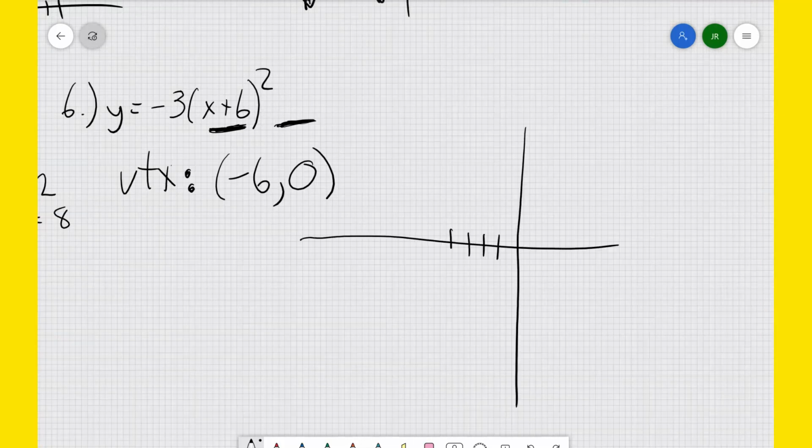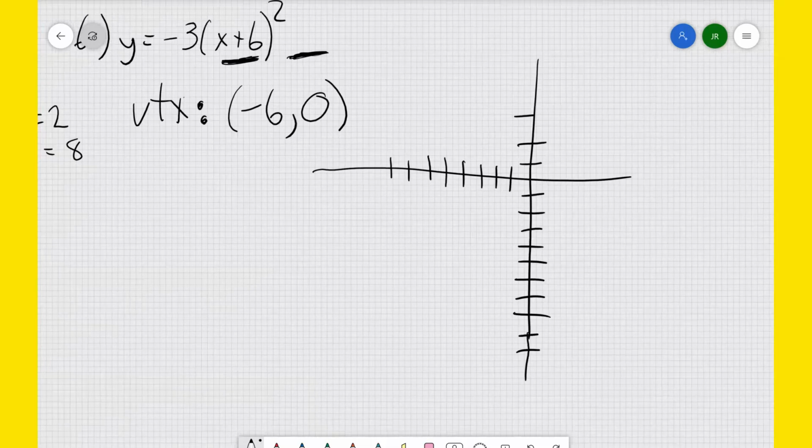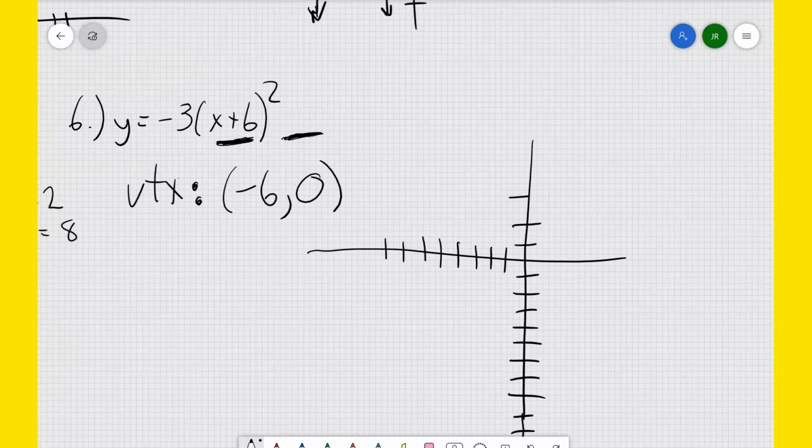1, 2, 3, 4, 5, 6. Go ahead and put another 2 for extra measure. Okay. 1, 2, 3, 4, 5, 6, 7, 8. I'm going to have to go lower than that, I know. 9, 10, 11, 12. So negative 6, 0 is my vertex.